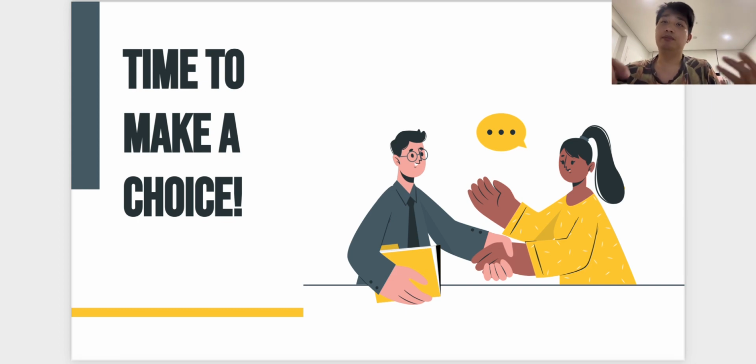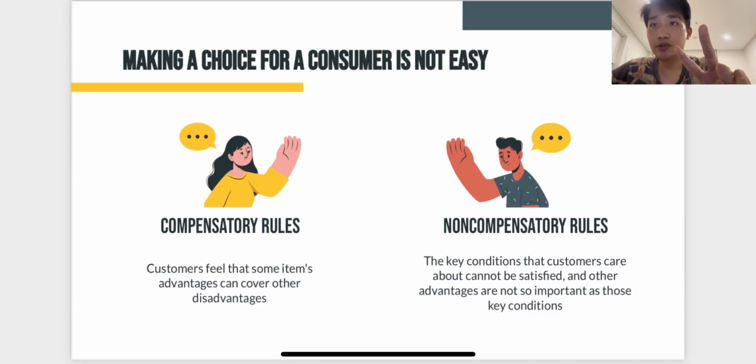It's time to make a choice, but it's not easy. There are 2 kinds of rules for customers: the compensatory rule and the non-compensatory rule. These two rules can be seen as customers paying more attention to certain commodity attributes. For example, the consumer likes the fragrance of a certain shampoo, but the price is over his budget, so he does not choose it. So the fragrance of the shampoo doesn't make up for the price. On the other hand, if a shampoo fits the customer's budget, even if he doesn't like the fragrance, he thinks the price is more important. So the price compensates.